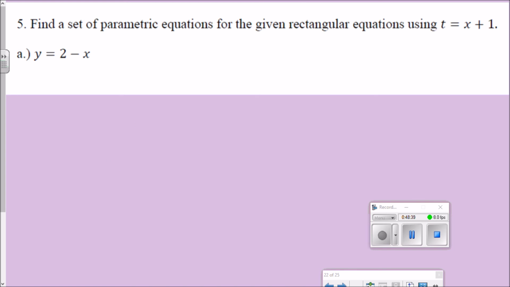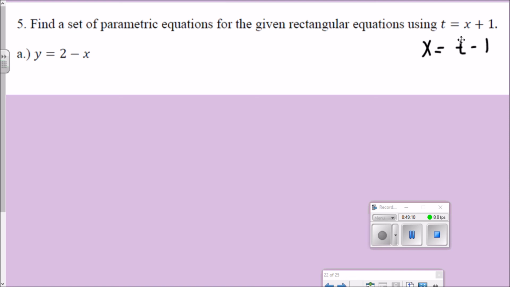All right, last two examples. It says find a set of parametric equations for the given rectangular equations using t is equal to x plus 1. So essentially, it's giving me a rectangular equation and asking me to find a parametric equation where t is equal to x plus 1. Well, the first thing we can do is, if t is equal to x plus 1, that means x is equal to t minus 1 if I move over that 1. So bam, that's one of my equations, easily right there.